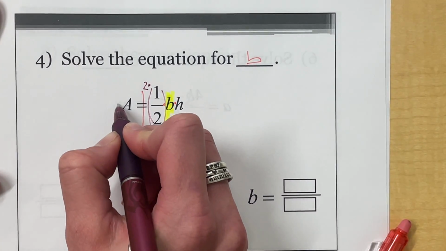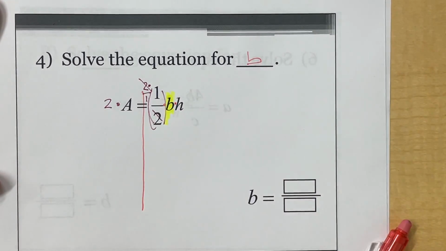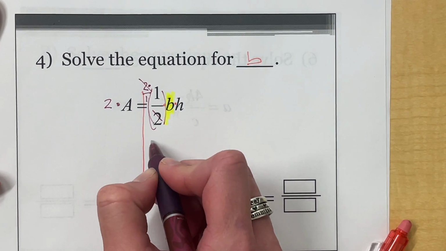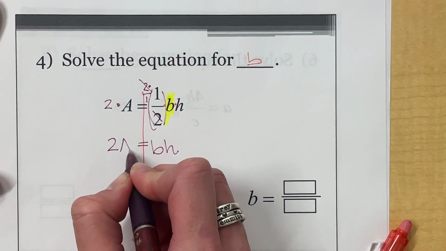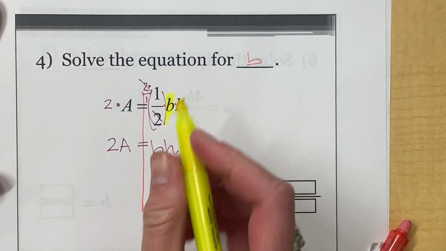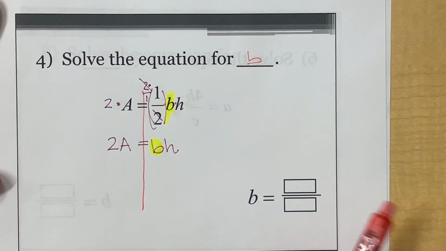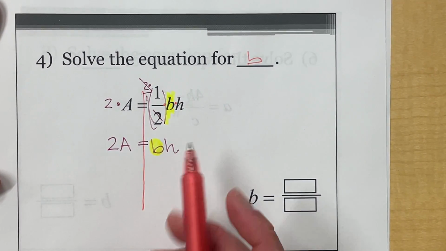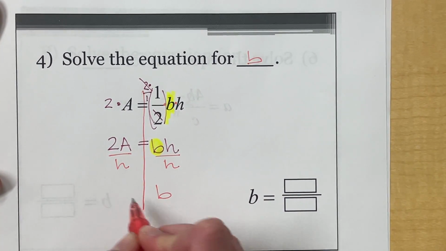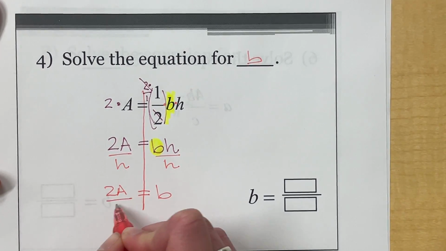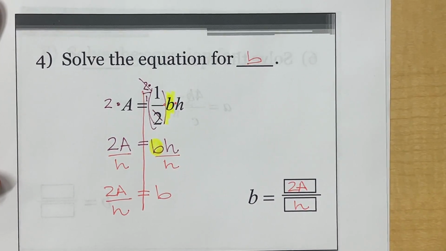And what you do on one side, you have to do on the other side as well. So that cancels, that 2 over 1 cancels with the 1/2. So now you're just left with b times h. And then on the other side, we have 2a. Again, don't lose track. You need to get b by itself, so highlighting b. Now we need to get rid of the h, which is attached by multiplication, so we're going to divide by h on both sides. That leaves b by itself, and I have 2a over h. I can rewrite that to fill in those boxes as well.